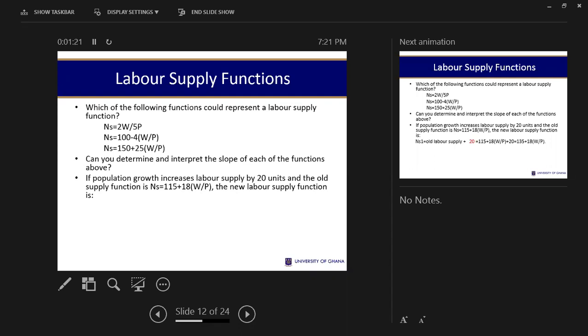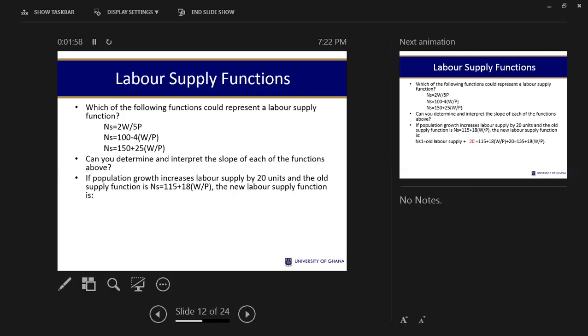So this is the interpretation. If the real wage should increase by 1 unit, then the labor supply will increase by 25 units. If real wage should increase by just a unit, let's use Ghana. If we increase our real wage by 1 cedi, then labor supply will increase by 25 units. I hope that's okay. Right, so let's go back to the question.